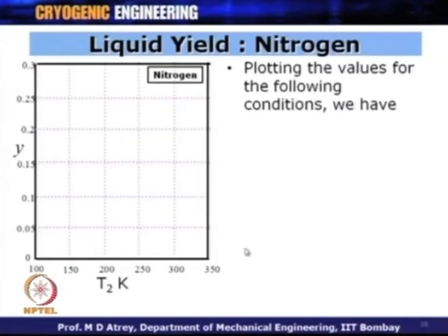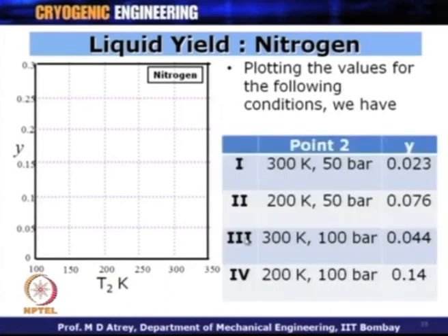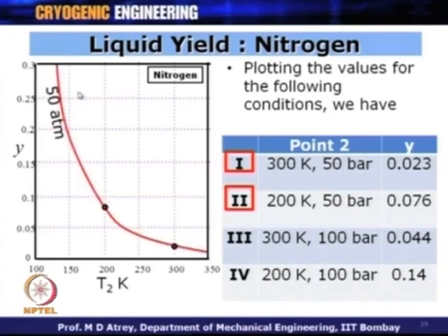So, if I want to plot this now with y as a function of temperature T2, that means the compression temperature or the isothermal compression temperature, what you can see is point number 1 is this, and point 2, if I plot at 200 Kelvin and 50 bar pressure, is this. If I join this point and extend it further, this is the line of 50 atmosphere, and you can see now that as you go on lowering the temperature of the compression, the yield is going to increase in this fashion.